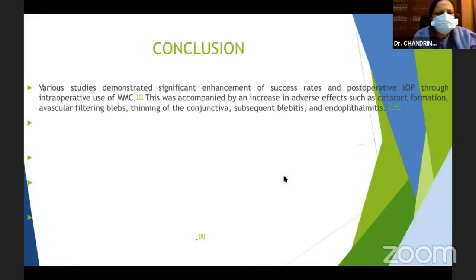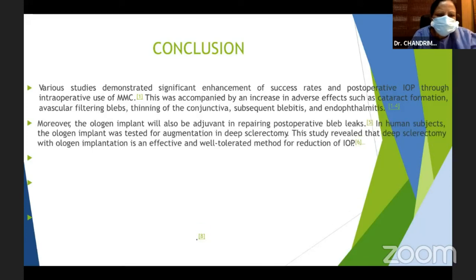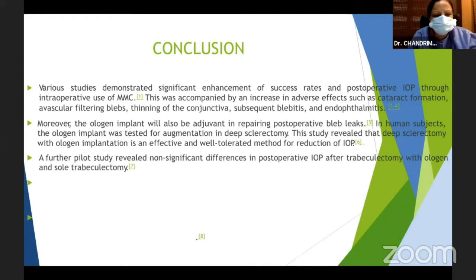So in conclusion, various studies demonstrated significant enhancement of success rates and post-operative IOP through intraoperative use of MMC. This was accompanied by an increase in adverse effects such as cataract formation and all that we've already spoken about. The Ologen implant may also be an adjunctive in repairing post-operative bleb leaks in human subjects. The Ologen implant was tested for augmentation in deep sclerectomy. The study revealed that deep sclerectomy with Ologen implantation is an effective and well-tolerated method for IOP reduction.